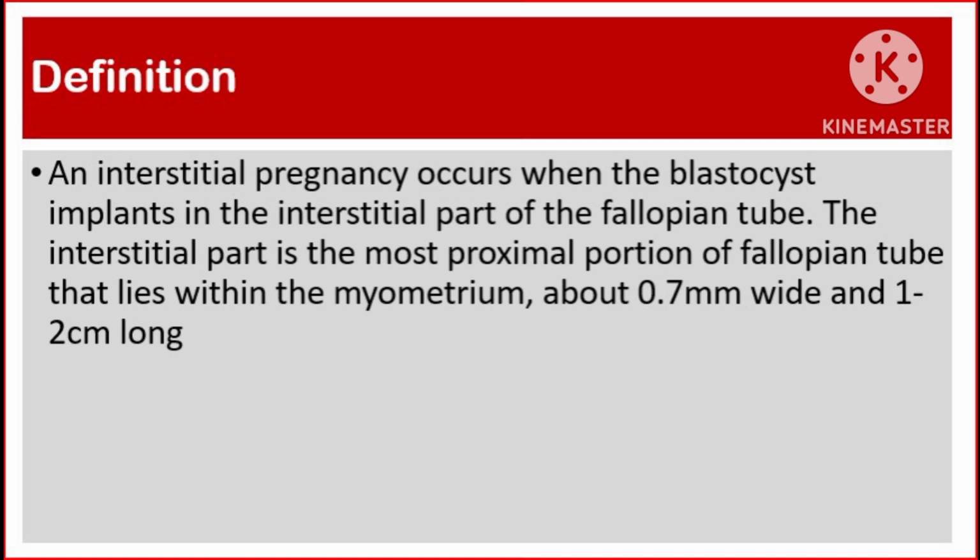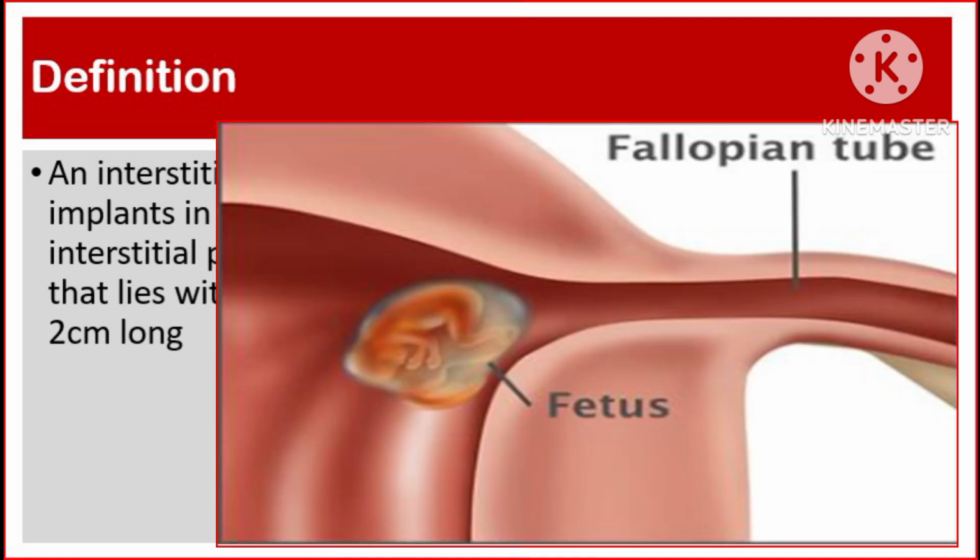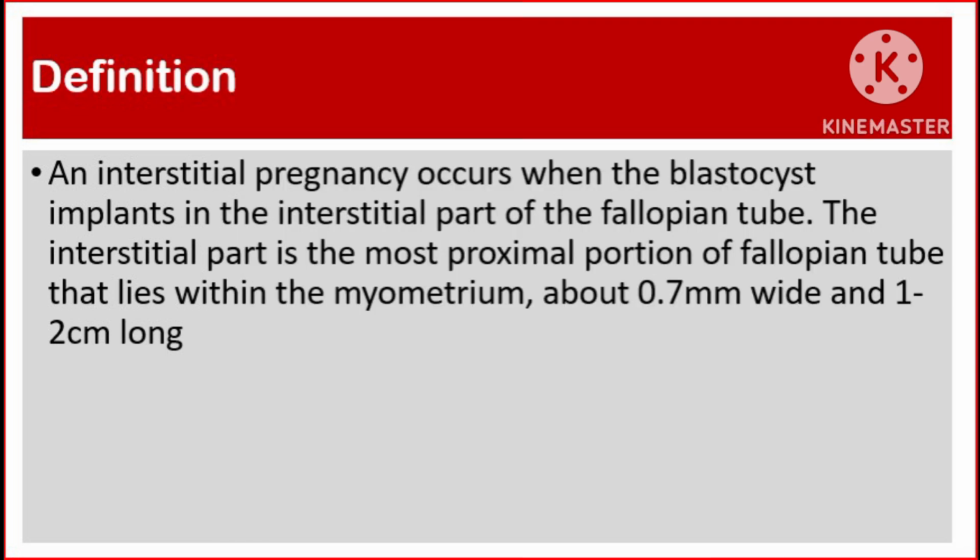Definition: an interstitial pregnancy occurs when the blastocyst implants in the interstitial part of the fallopian tube. The interstitial part is the most proximal portion of the fallopian tube that lies within the myometrium, about 0.7 millimeters wide and 1 to 2 centimeters long.